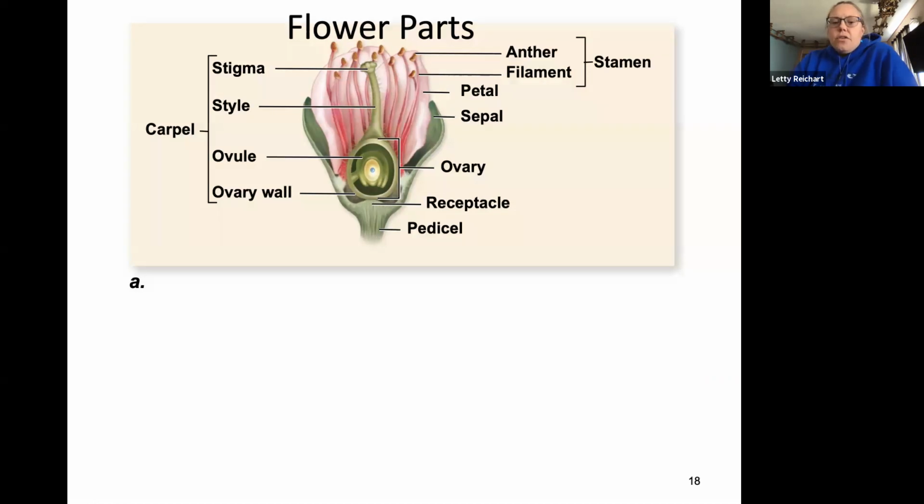Now, another important portion of the flower structure is something called the receptacle. The receptacle is the part of the plant that's holding the rest of the flower. And in some fruits, the receptacle is actually part of the fruit.